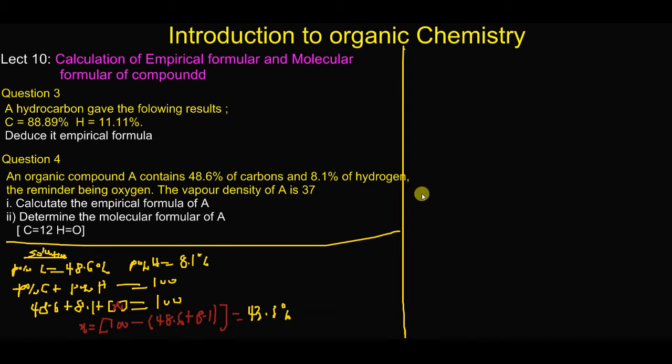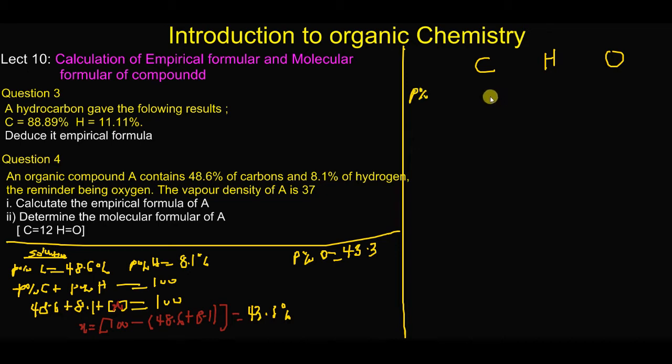Now the question says that the remainder is oxygen, so automatically the percentage for oxygen becomes 43.3%. Now once you do that, you go and find the empirical formula. That is what we said earlier. So first you write the different elements: we have carbon, hydrogen, and then oxygen. That is what this compound contains. And then write the respective percentages.